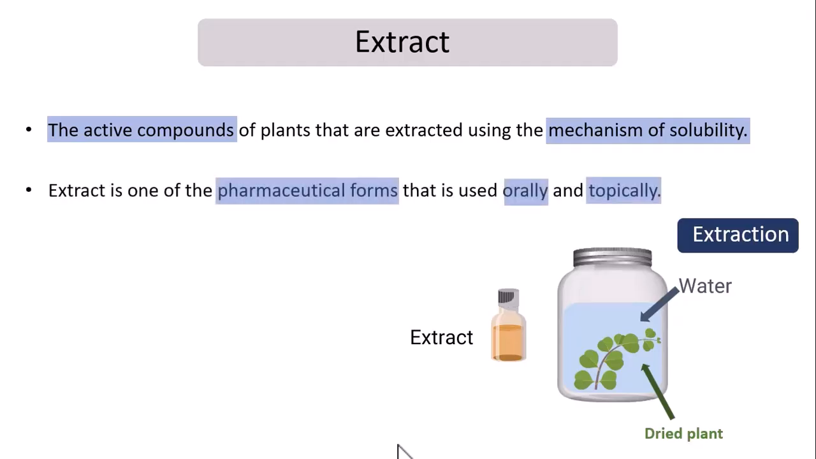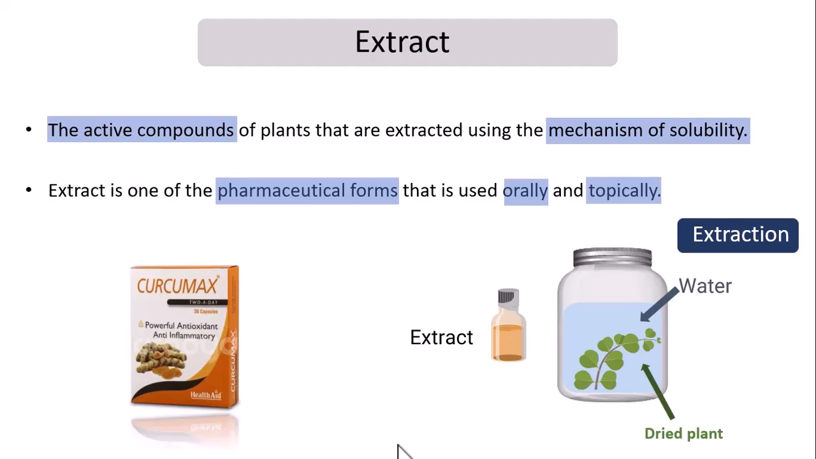Extract is one of the forms of medicine that can be used orally or topically. It can be used as a medicine itself, or it can be considered as a component of a medicine. That's why there are various medicines on the market that are made from plant extracts. One of them is the curcumax supplement, which is made from the dried extract of turmeric or curcuma, and it has strong anti-inflammatory properties. It's used for joint pain and to reduce arthritis pain.